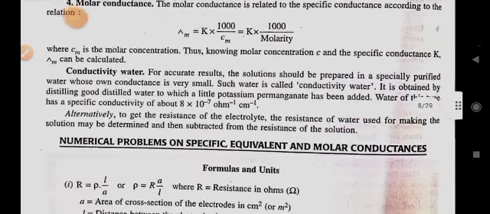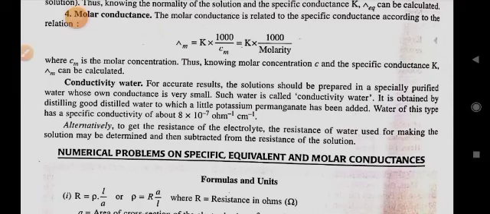Conductivity water. For accurate results, the solutions should be prepared in specially purified water whose own conductance is very small. Such water is called conductivity water. It is obtained by distilling good distilled water to which a little potassium permanganate has been added. Water of this type has a specific conductivity of about 8 into 10 to the power minus 7 ohm inverse centimeter inverse. Alternatively, to get the resistance of the electrolyte, the resistance of water used for making the solution may be determined and then subtracted from the resistance of the solution.